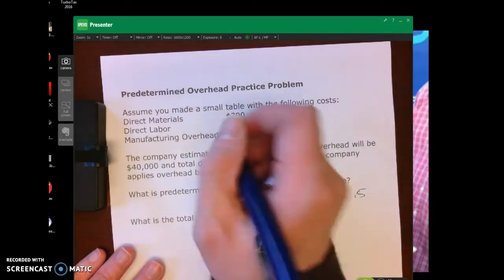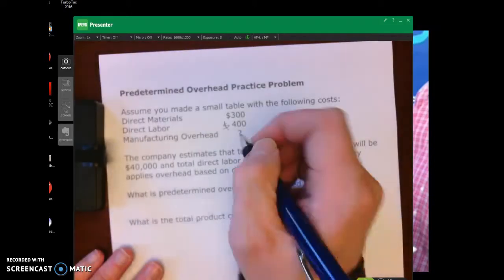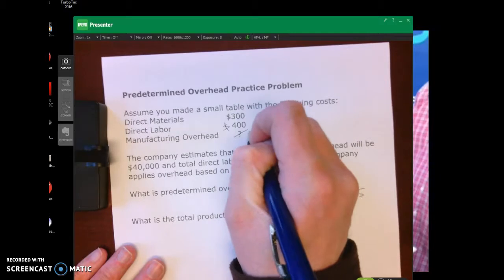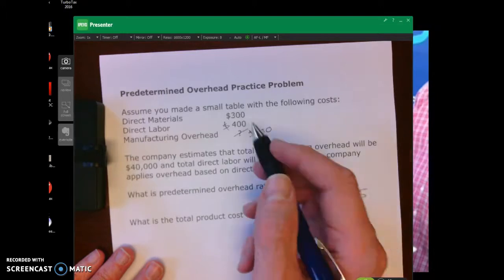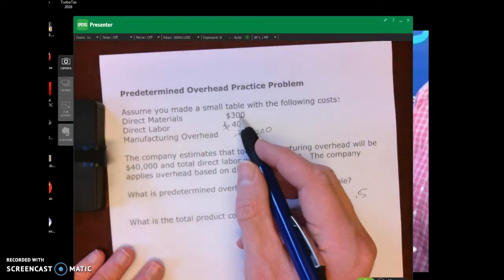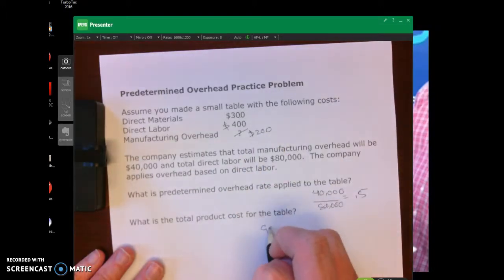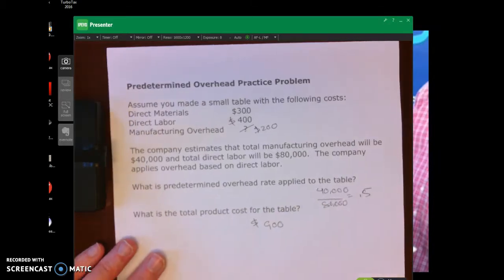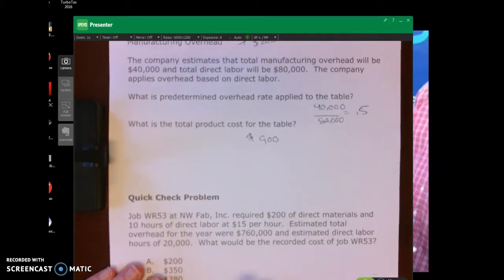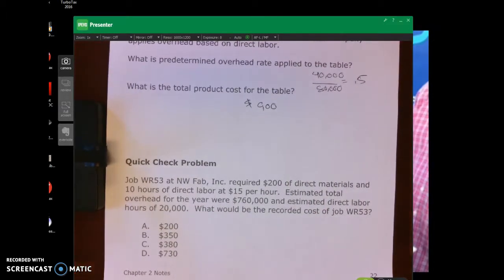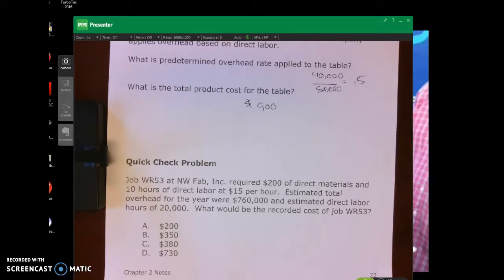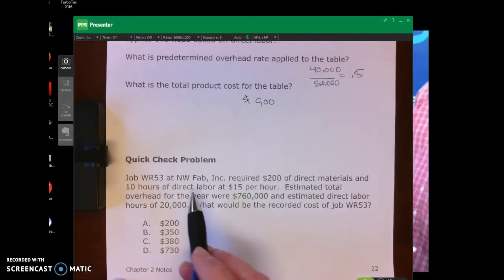So that means this is $400 of direct labor dollars. How much manufacturing overhead do I have? I have 200 because I apply 50 cents. So then what becomes the total cost of the table? Well, I take my 4 plus my 3 plus my 2 gives me $900. That's the total cost of the table. Because as we know, the total cost of making the table is going to be equal to our materials plus our labor plus our overhead. Okay? So now let's look at this next quick check problem that we have right over here. And you may want to pause the video and then come back to this to see how you did.